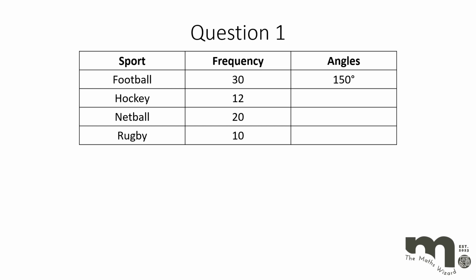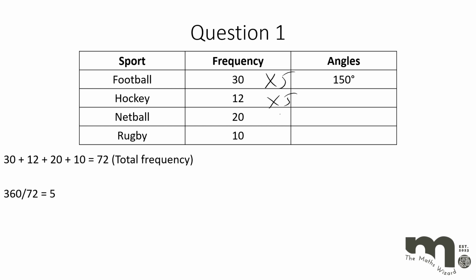Okay, let's have a look at this then. So first of all, we need to know how many pieces of data we have in this table. If we add together all those numbers, we get 72. So there's 72 people that have been asked this question about their favourite sport. If you do 360 divided by 72, you get 5. So what that's essentially telling you is that the angles are 5 times bigger than the frequency. All you need to do is multiply each one of those by 5.